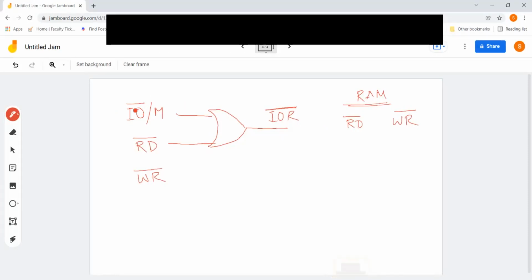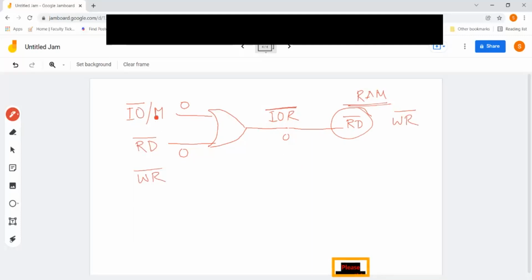So when we are doing an input output operation, this signal should become 0 and read is also 0. Then only the output is going to be 0. For any other combination, if the read signal is 1 or the IO bar M signal is 1, then this is going to be 1, because it is an OR gate. So both inputs have to be 0 to turn this signal on, and that will be connected to the read signal of the RAM or ROM. This is valid for RAM and ROM both. Is it making sense? This is how we generate the IO read signal.